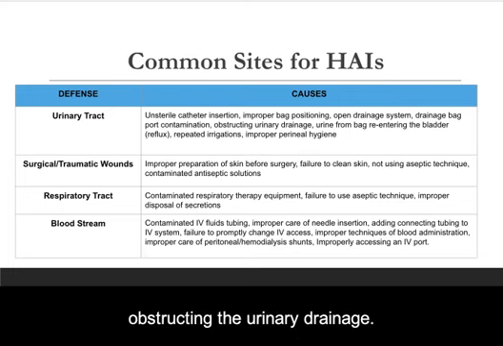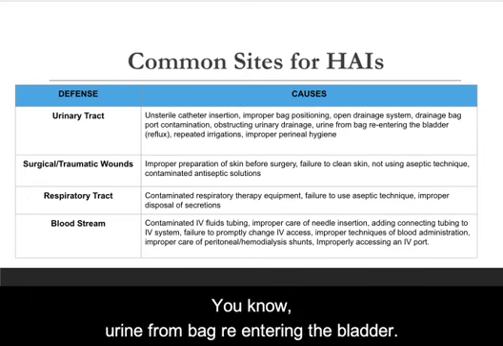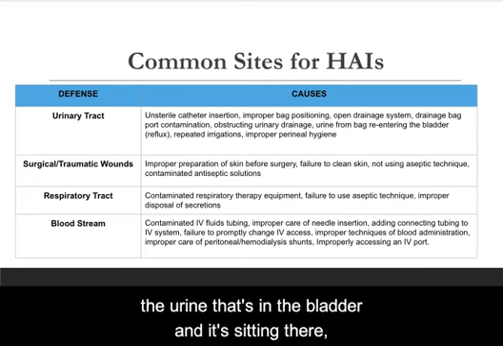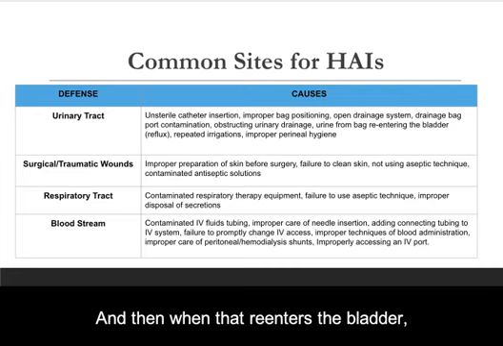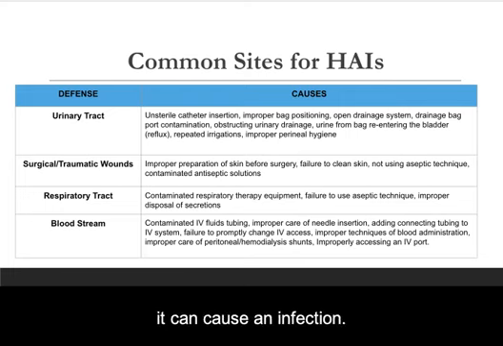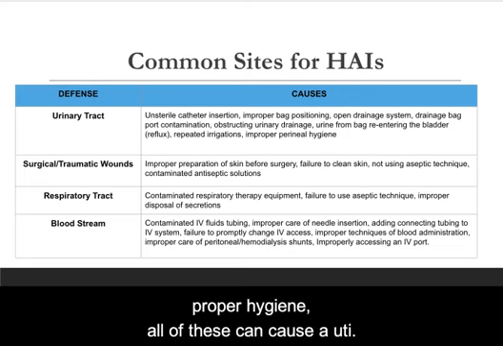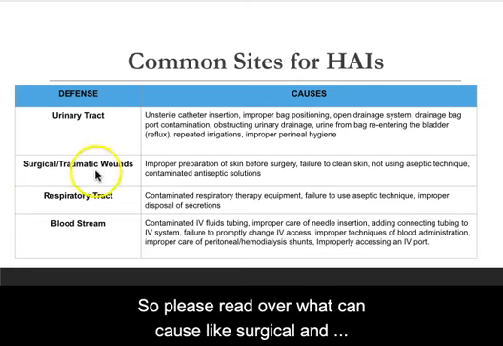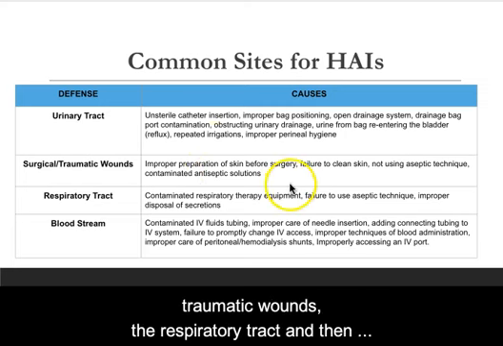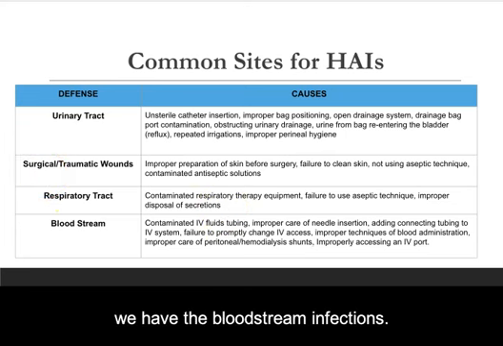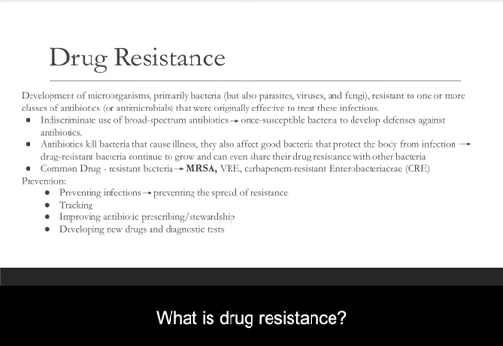Obstructing the urinary drainage, urine from the bag re-entering the bladder. For example, the urine that's in the bladder and is sitting there can start harboring microbes, and then when that re-enters the bladder, it can cause an infection. Repeated irrigations, improper perineal hygiene, not providing the patient proper hygiene. All of these can cause a UTI. So please read over what can cause surgical and traumatic wounds, the respiratory tract, and then the bloodstream infections.